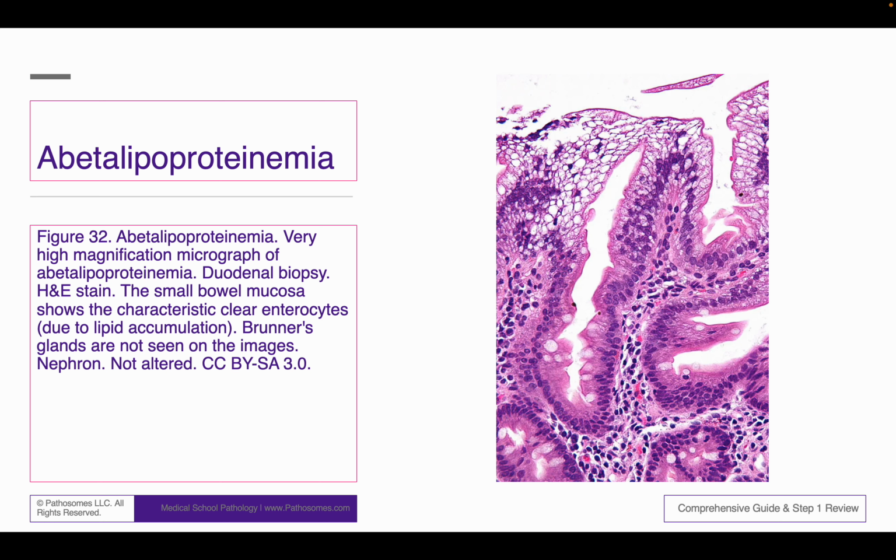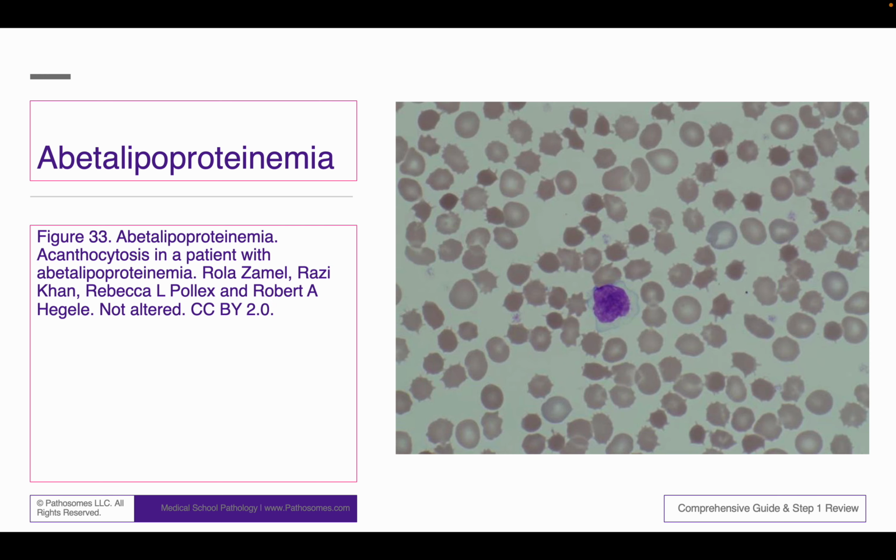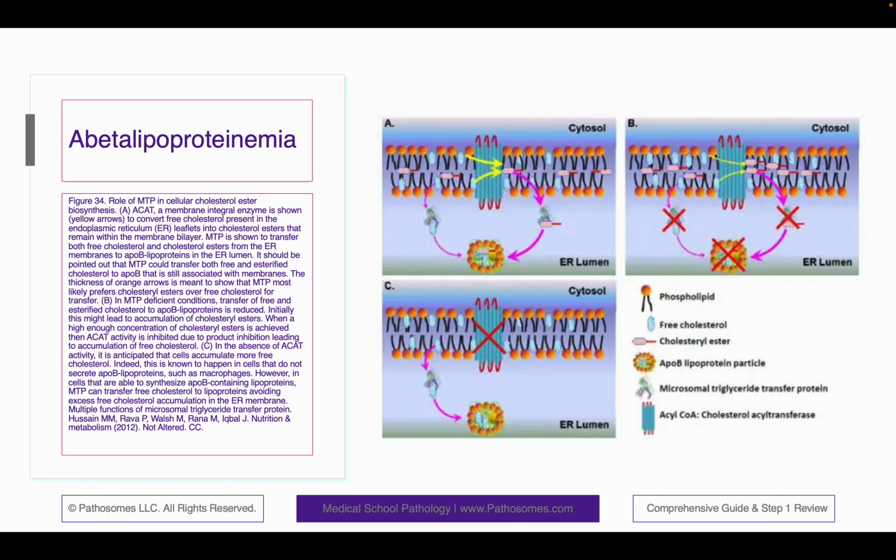Here we can see histology from a patient with abetalipoproteinemia. Note the characteristic clear enterocytes due to the lipid accumulation. And here we can see acanthocytosis in a patient with abetalipoproteinemia. And here we can see some cartoon showcasing the absorption of cholesterol, etc. You can pause it and read this description if you like, but I'll leave that to you.